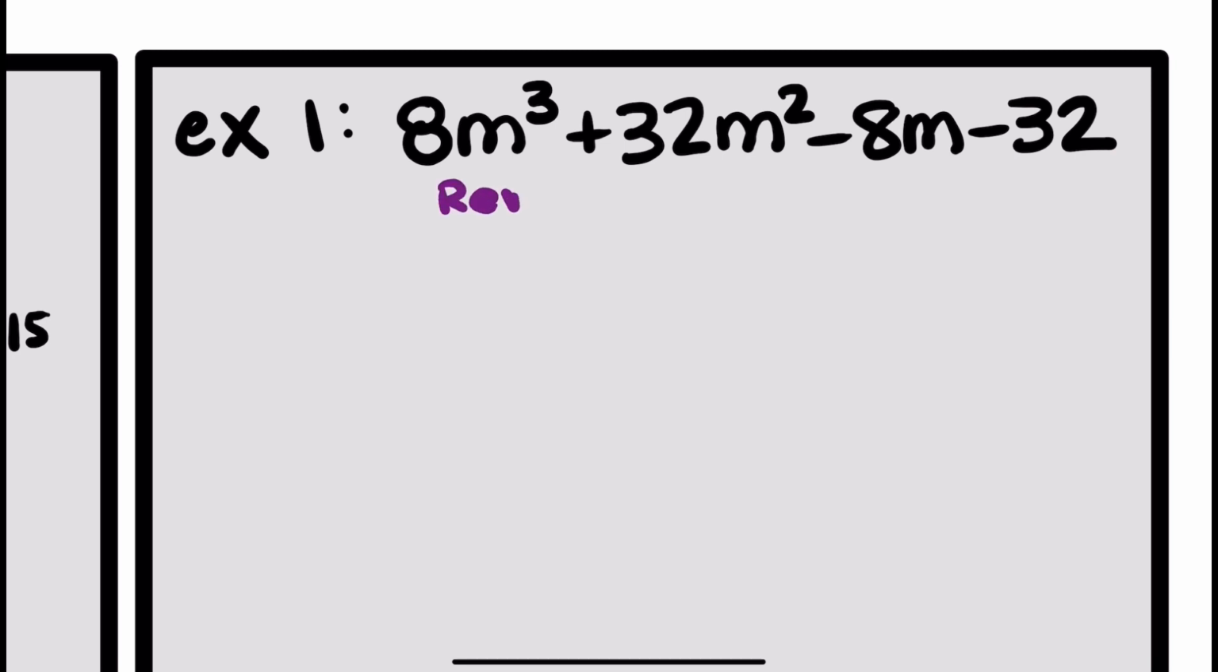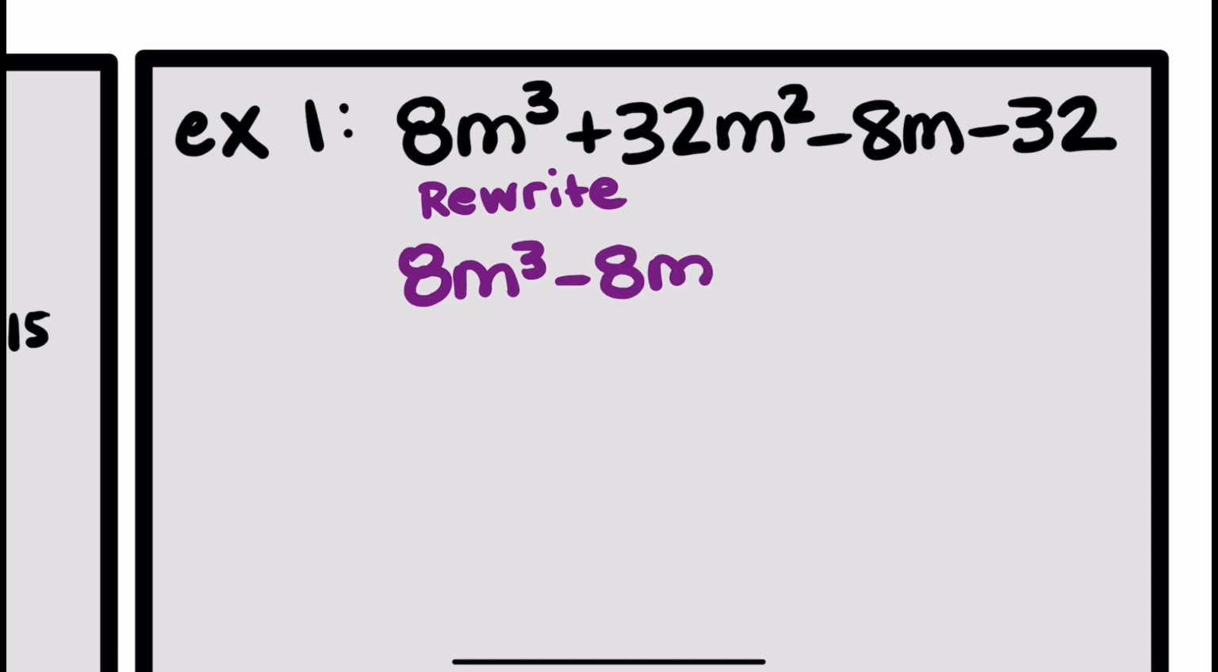So I thought to myself, let me rewrite the problem. Of course, I could just put the groups now, but I'm just noticing terms that go together better. So I'm going to rewrite it as 8m to the third minus 8m. And then I'll do the 32m squared minus 32. Again, you don't have to do this all of the time, but sometimes it's helpful.